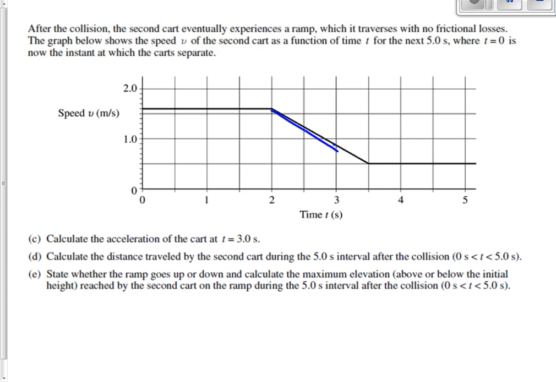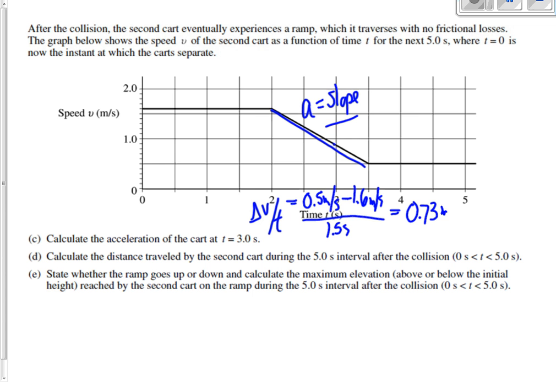Well, everywhere from, it looks like, 2 to 3.5 seconds would be constant acceleration, because the acceleration is simply the slope. So it's just saying find the slope between 2 and 3.5 seconds. Looks to be somewhere around, I think, 0.73. So change in velocity over the interval there. So the final velocity at the end of the interval looks like 0.5 meters per second minus the initial, which looks like 1.6 meters per second. The time interval is 1.5 seconds. So the slope there is about 0.73 meters per second squared. And don't forget, it's a negative slope.